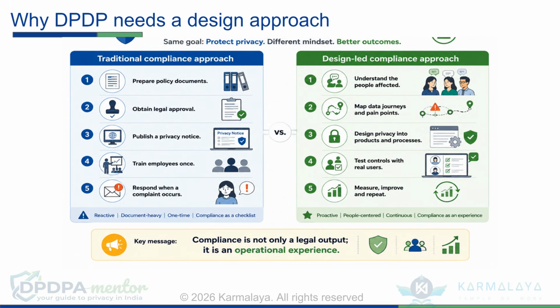Design thinking changes the question from have we created a policy to can people understand and use the privacy protection provided to them? This is particularly important because DPDP implementation requires coordination between legal, compliance, product, technology, security, customer support, procurement, and business teams. The goal is not to make the law less rigorous. The goal is to make compliance more usable, reliable, and capable of producing the intended protection.